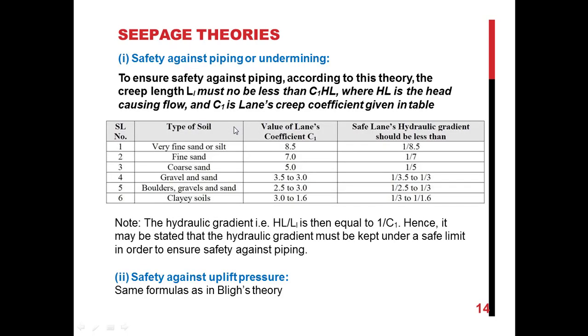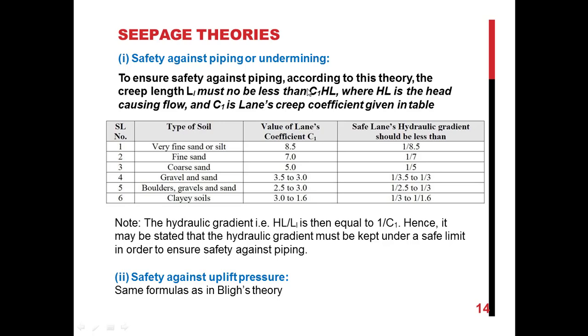Now, safety against piping or undermining. To ensure safety against piping or undermining according to this theory, the creep length LL, which is the Lane's creep length, must not be less than C into HL, where HL is the head causing flow and C is the Lane's creep coefficient given in the table.